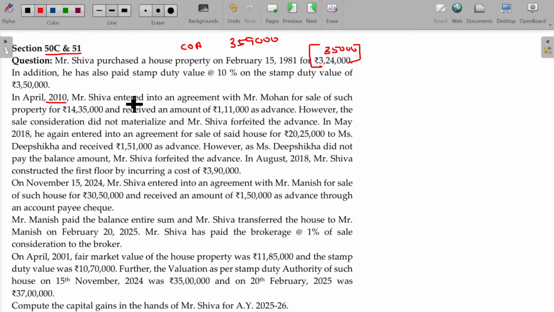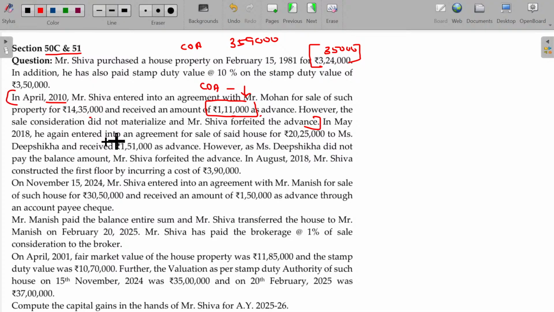In April 2010, Mr. Shiva entered into an agreement with Mr. Mohan for the sale of such property for this much money, and received an amount of 1,11,000 as advance. However, the sale consideration did not materialize and Mr. Shiva forfeited the advance. So this money will be subtracted from the cost of acquisition. Okay.